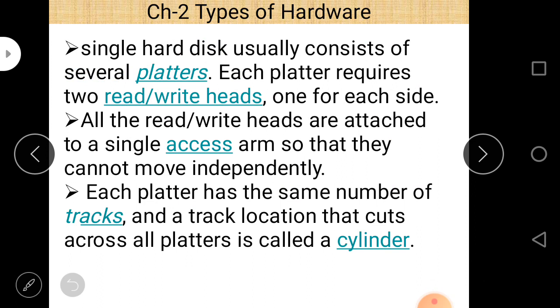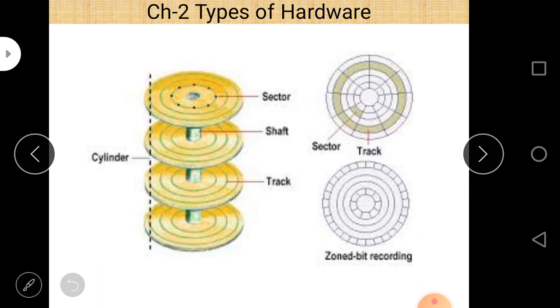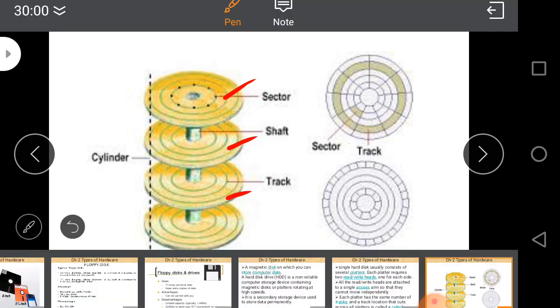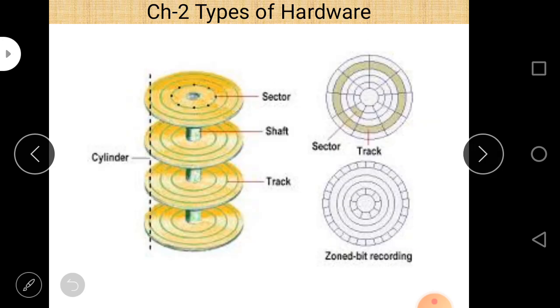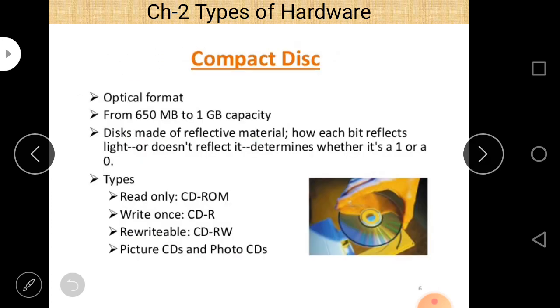And a single hard disk usually consists of several platters, as we see in the diagram. There are several platters in it, and each platter requires 2 read-write heads, one for each side, and all the read-write heads are attached to a single access arm so that they can move together. And each platter has the same number of tracks, and the track location that cuts across all platters is called a cylinder. This is a diagram of a hard disk.